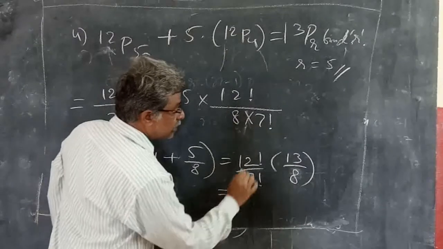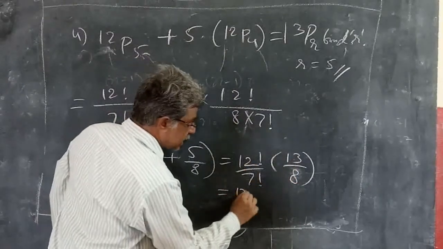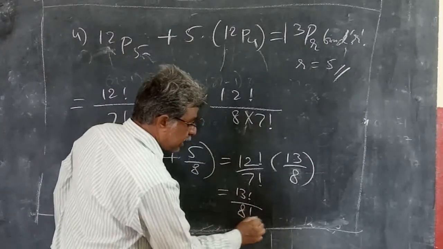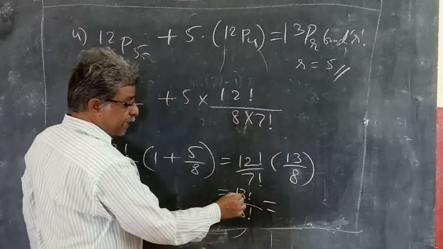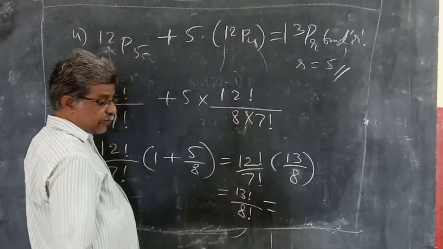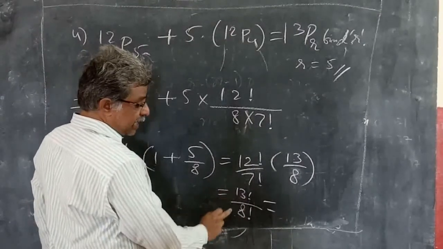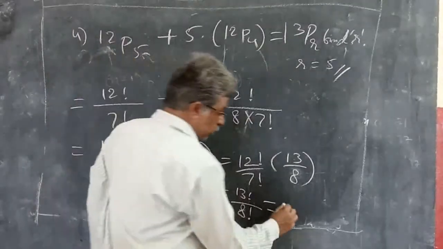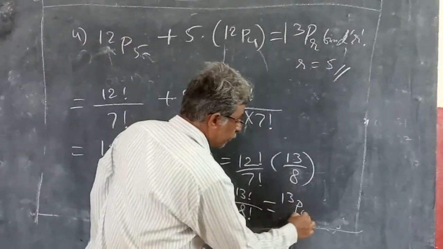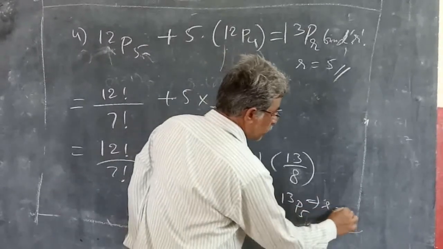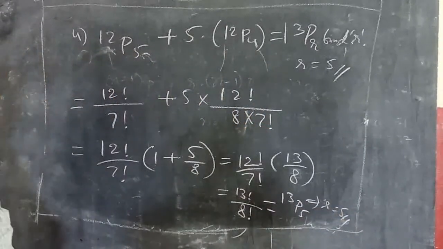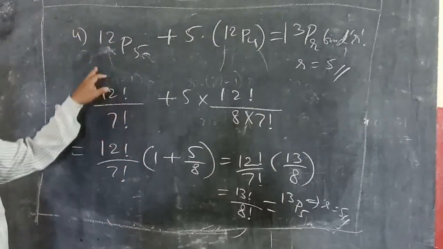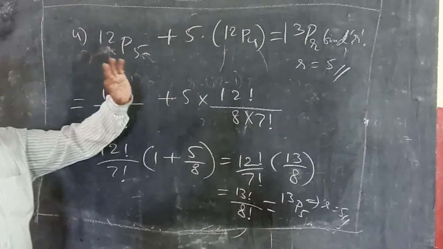So 13 into 12 factorial is 13 factorial, by 7 into 8 is 8 factorial. So nPr is n factorial by (n-r) factorial. This is 13 minus r equal to 8, r equal to 13 minus 8, 5. So this is 13P5, which implies r equal to 5. This is how we can solve without using that formula. Both ways I am showing because if you don't remember this formula, you can still do the same.